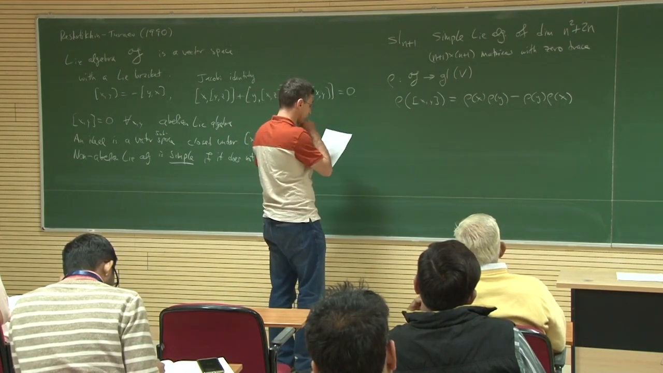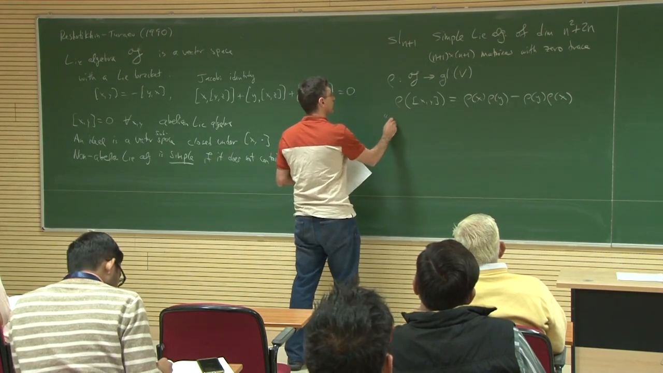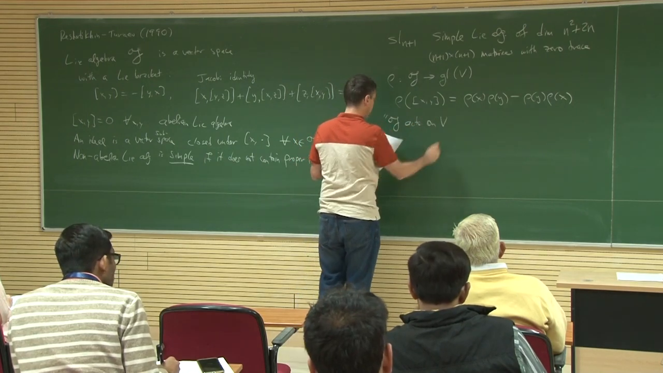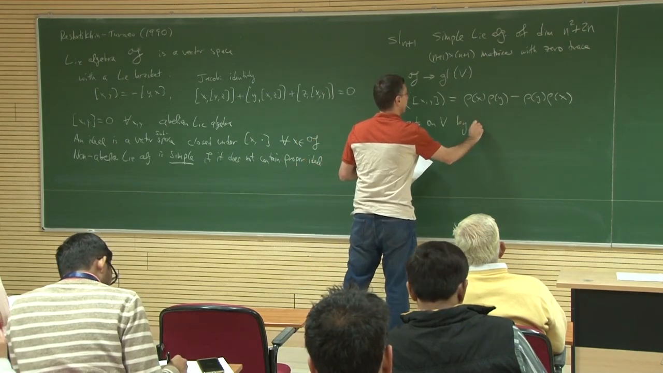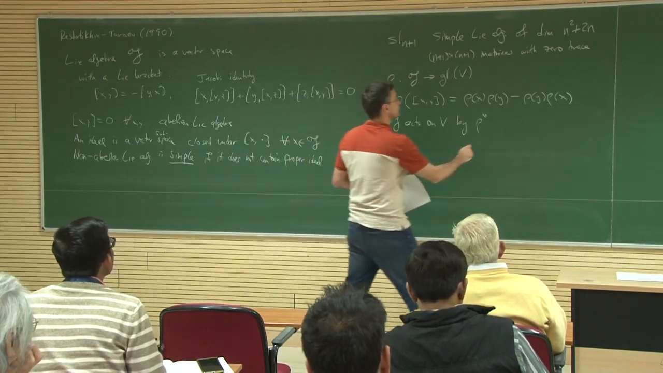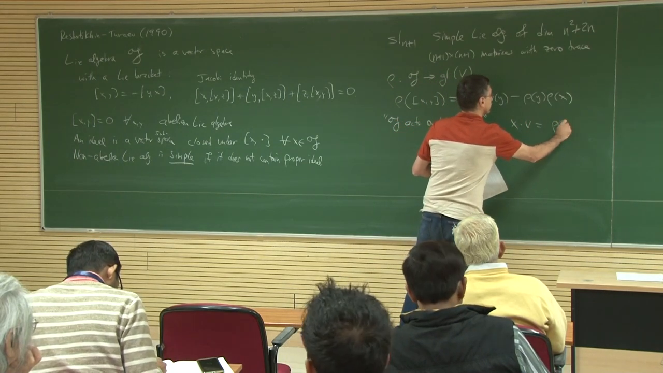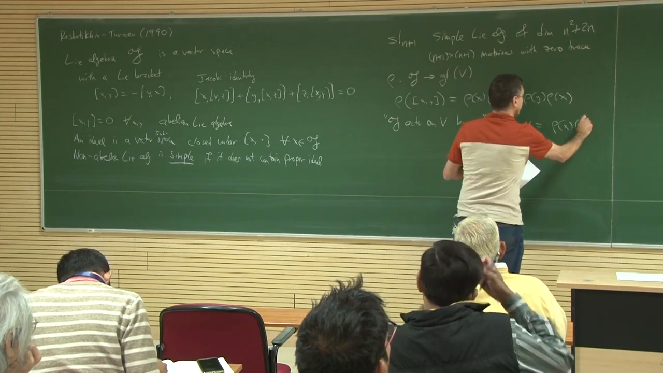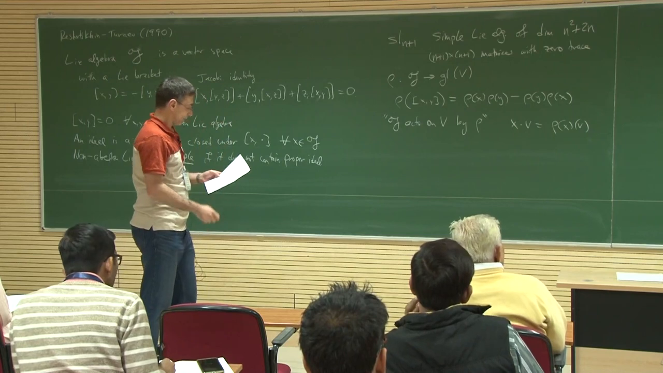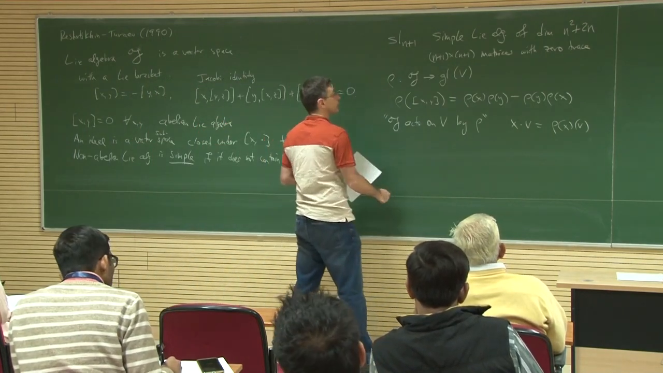So, as Vishak pointed out yesterday, you can see this as an action. We will say that g acts on V by rho. This is a very common notation. What this means is that the action x dot v is exactly rho x of v.